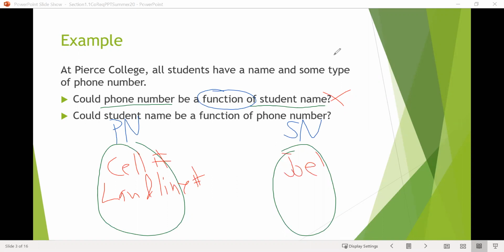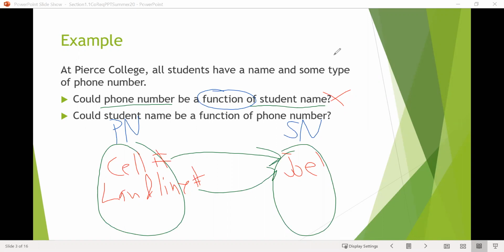And if we map backwards, we'll now notice the cell number is going to Joe and the landline number is also going to Joe. So far, it looks like this is a function because each input, even though they're going to the same output, each goes to only a single output.